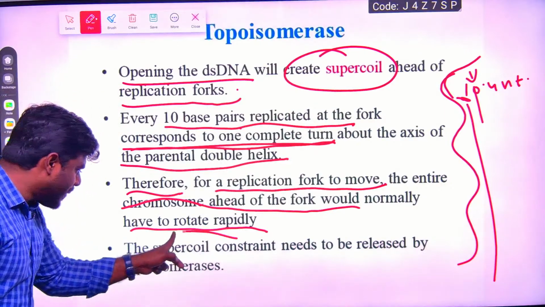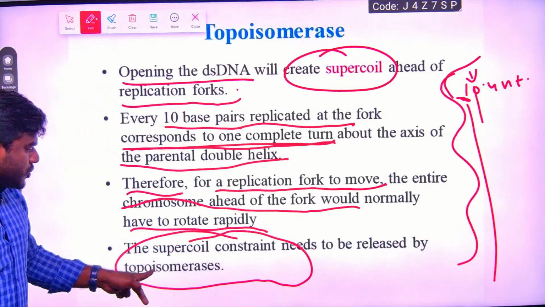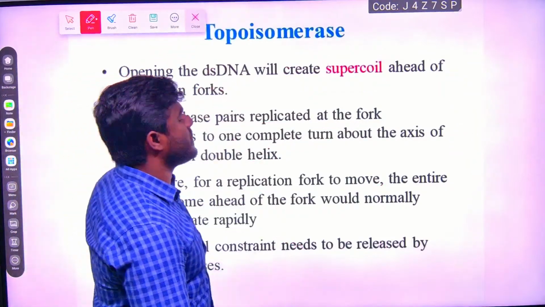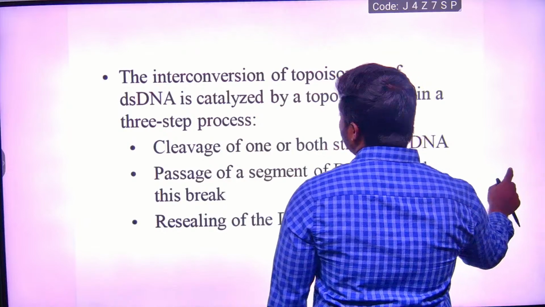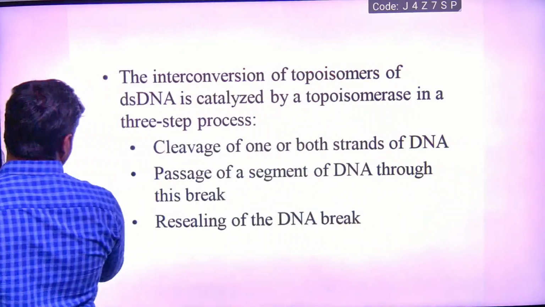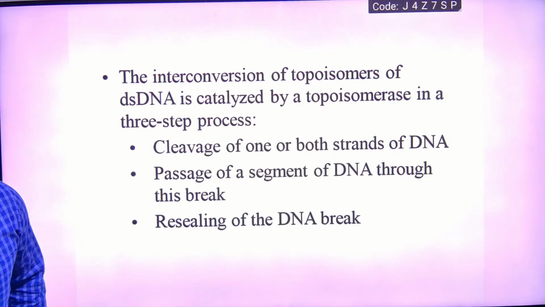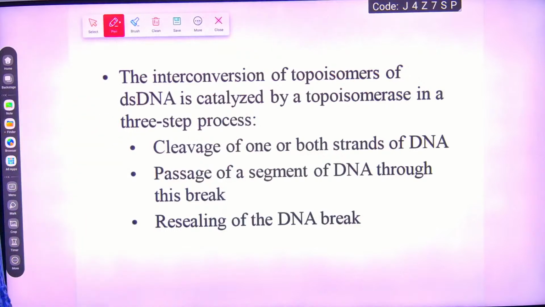Now that supercoiling, or the stress, torsion or tension, should be released by an enzyme called topoisomerase. Understand everyone very correctly? Okay, now how can we remove this? This is the more important point to be understood for the exam, because the questions always come from the mechanisms. Everyone please continue and see how it will be done.